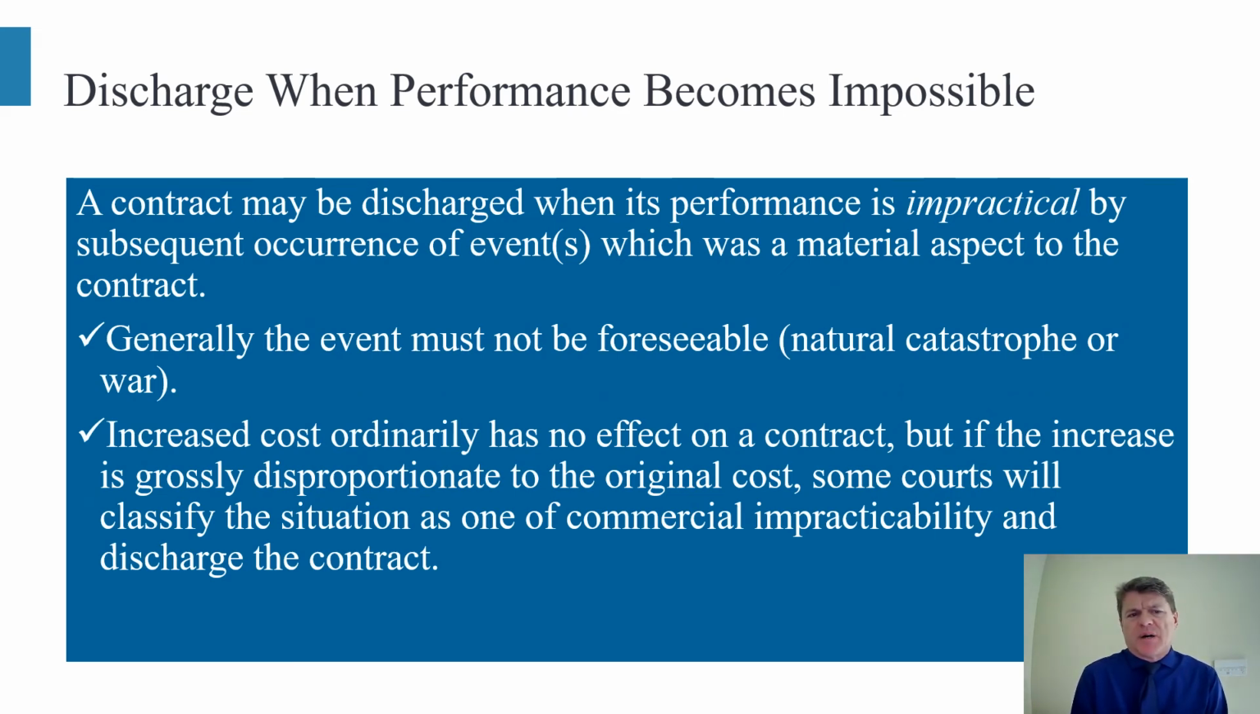Another aspect that comes up is, well, is it impractical? So we're not saying that it's necessarily impossible, but it is impractical. And so here contracts may be discharged. It's very factual, specific. Maybe there's a natural catastrophe or war, things that are outside the scope of predictability by the parties. Normally, if you're trying to argue that you have a change in your cost structure so that this deal is no longer profitable, that normally is not an excuse to say that performance is impossible.